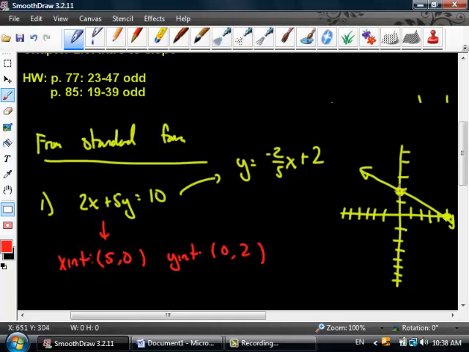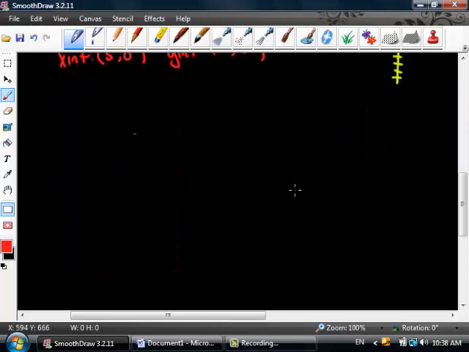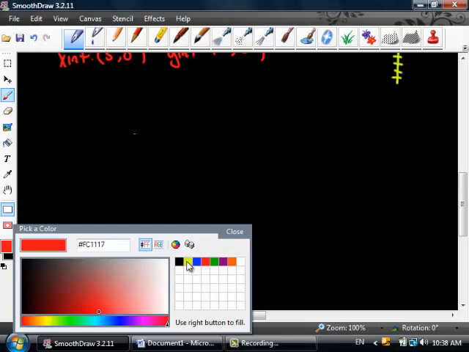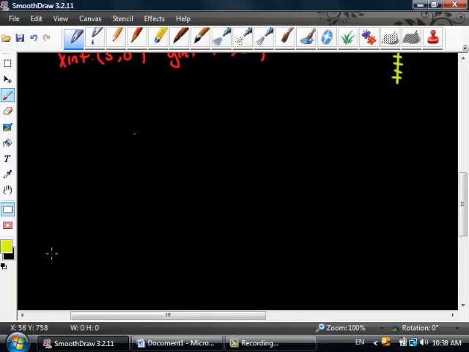0, 2 is here, 5, 0 is here, and if I connect the lines, do you see kind of a blend of ketchup and mustard right there? It's the same line, right? So 2 methods of doing it. You can either use intercepts or you can convert to slope-intercept form. Whichever you decide to do is going to be perfectly okay on the quiz coming up.